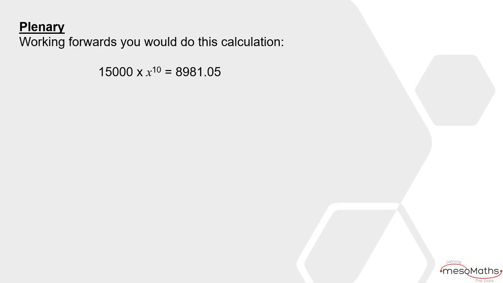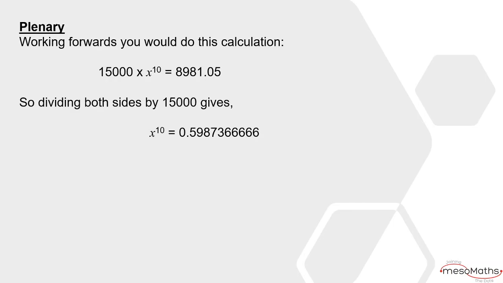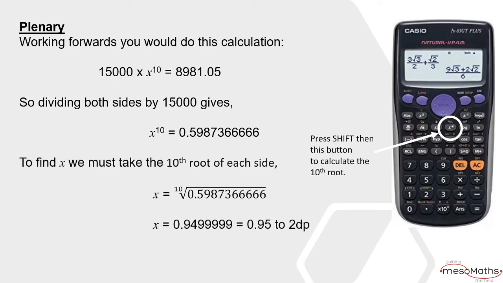And we know the final value of the vehicle is £8,981.05. So we can tidy up this equation a little bit. If we divide both sides by 15,000, that gives us x to the power of 10 equals 0.598736 recurring. Now, to get rid of that power of 10, you'll need to use a slightly different button on your calculator, and we'll need to do the 10th root of that number.